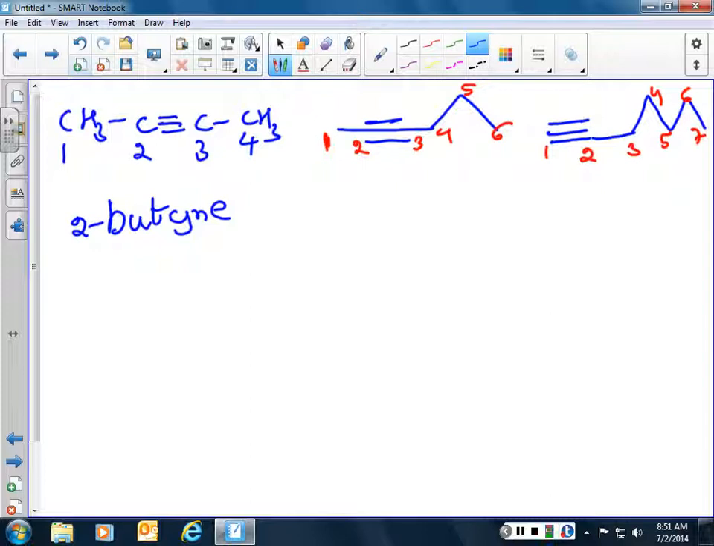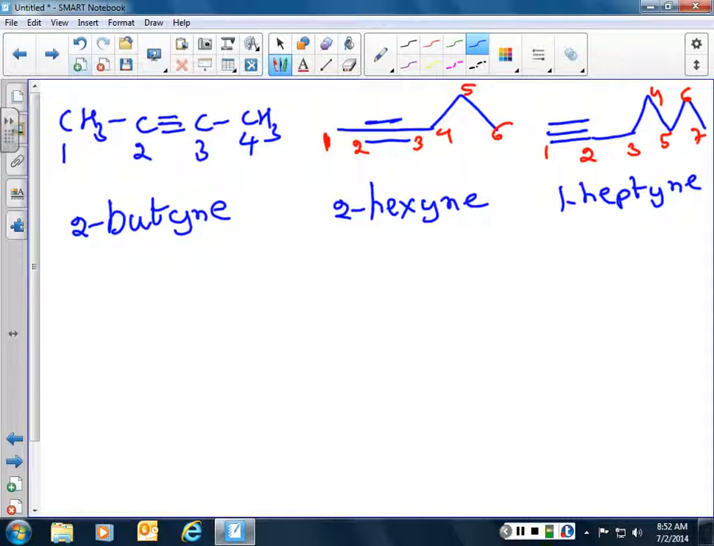6 means hex. Six means hex, correct? Triple bond means -yne. What's the position? 2. 7 means hept-. -yne. Position is 1.